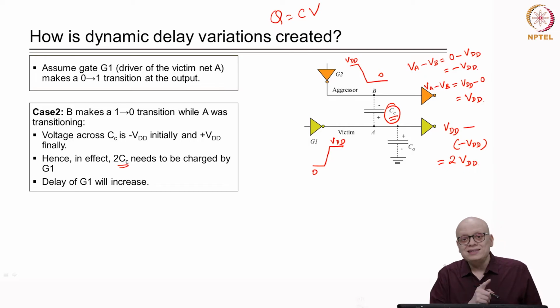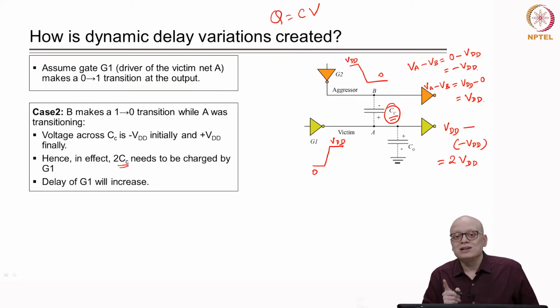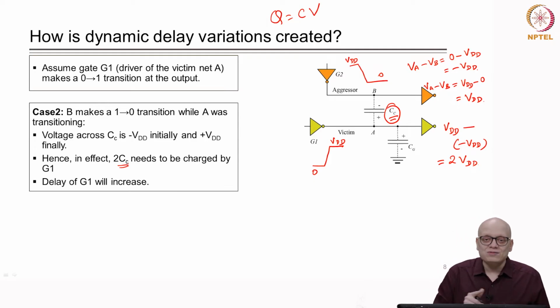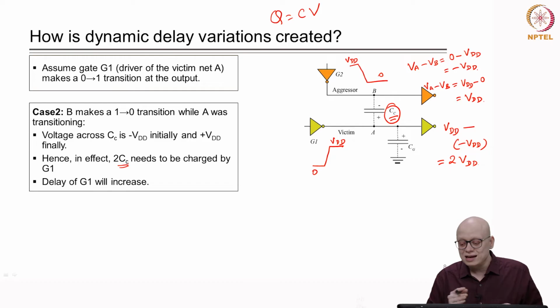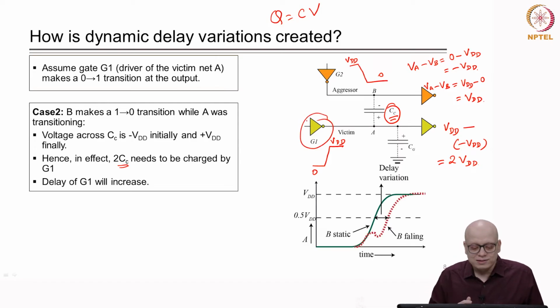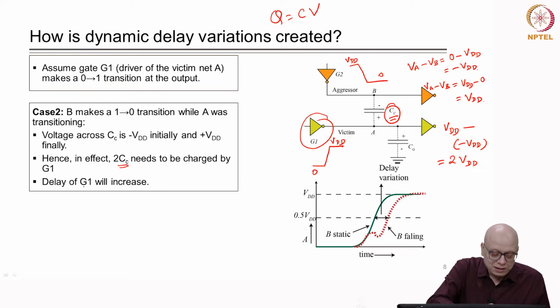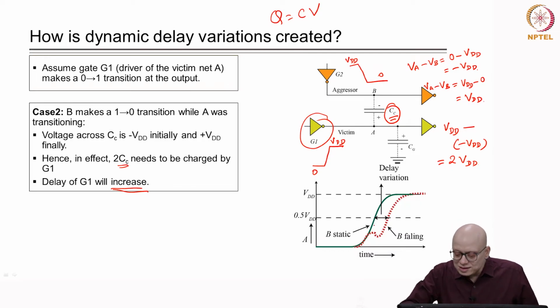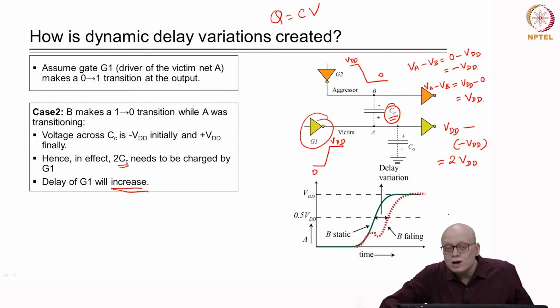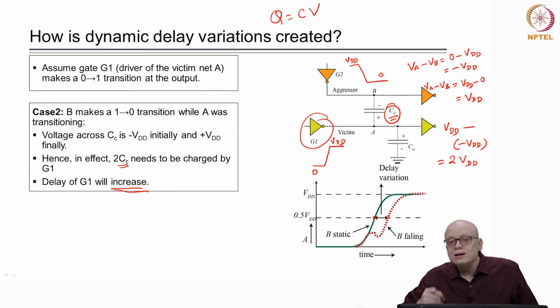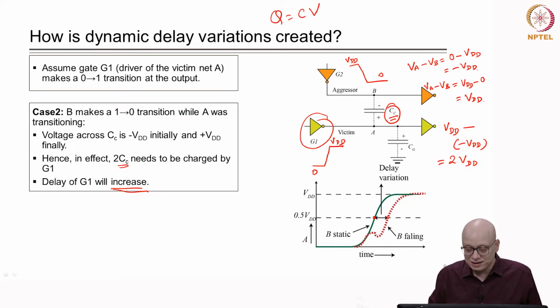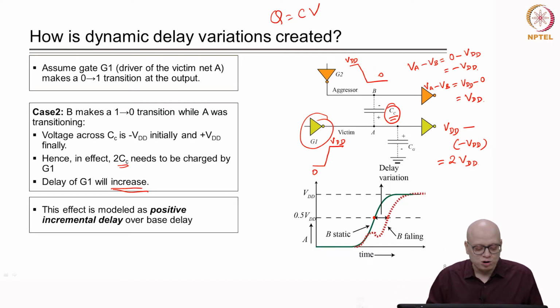Now, in the base delay case, Cg plus Cc was charged. In this case, when the transition is happening in the opposite direction, Cg plus 2 Cc is charged. So, more charge needs to be supplied by G1, and therefore we expect that the delay will increase. If we do the simulation, we will see that in the time domain the curve will shift towards the right and the 50% point will appear later, so the delay will increase. This effect is modeled as a positive incremental delay over base delay.